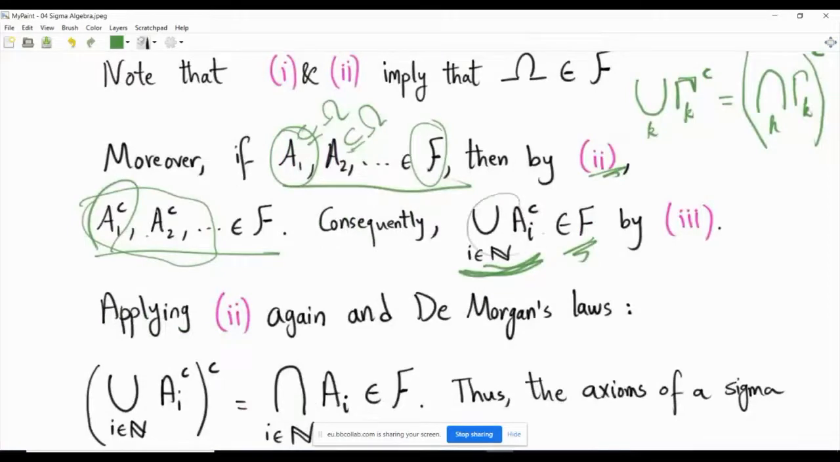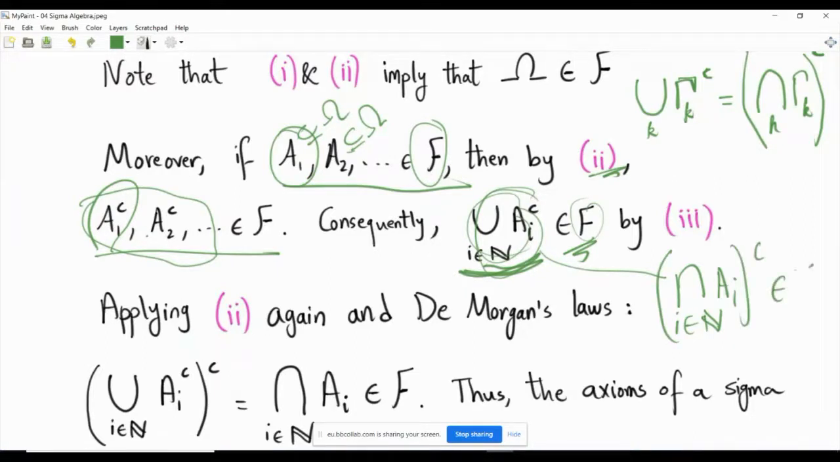So if this guy is in F, then this guy is basically the intersection over i in the natural numbers of A_i, all complement. So this is in F. Going from here to there is De Morgan. Basically, these two guys are the same.